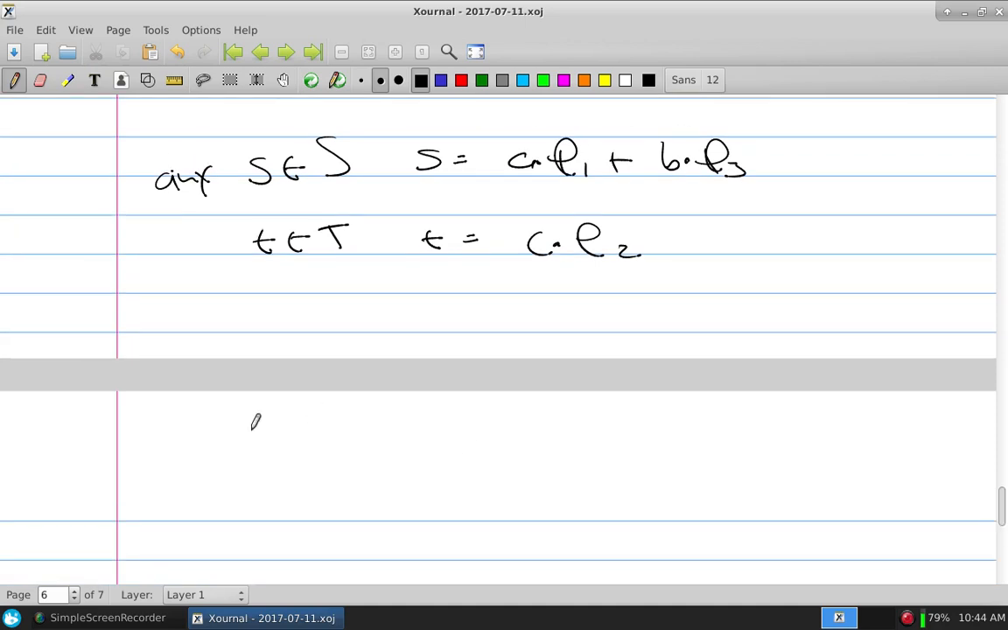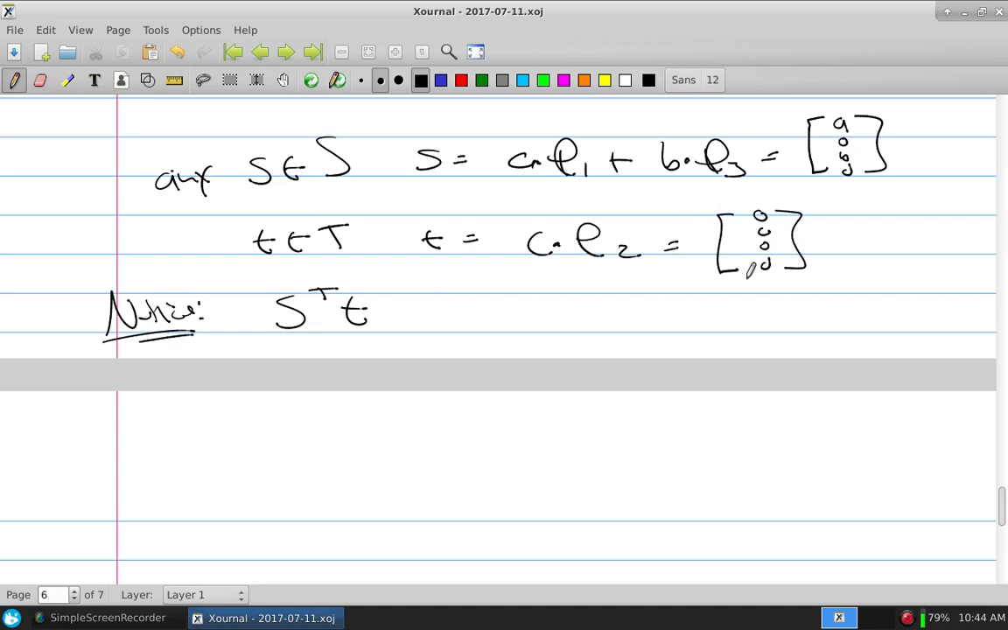On the other hand, what do I notice about s transpose t? That looks like what? A, 0, B, 0. What does this look like? 0, C, 0, 0. Is everybody okay with that? That's the coordinates of this in standard. What's the inner product of this? A, 0, B, 0 times 0, C, 0, 0. Do that scalar product. What do I get? 0. So what does that tell you about S and T?